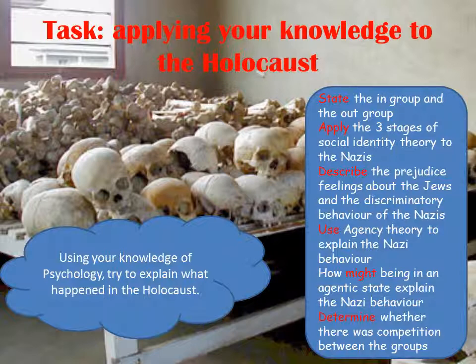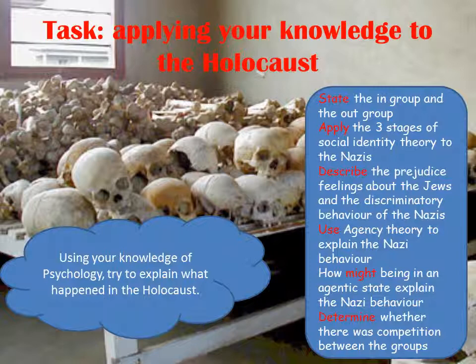I would then go on to discuss the 3 stages of social identity theory and apply this to the Nazis and to their behaviour. So social categorisation, social identification and social comparison. Talking about the fact that they referred to the Jews as vermin, for example, and that's an example of social comparison. They had to feel that they were superior, that they were better. This raises their self-esteem, and that's why they would call the Jews the names and victimise them the way they did. I would describe the prejudiced feelings about the Jews and the discriminatory behaviour of the Nazis.